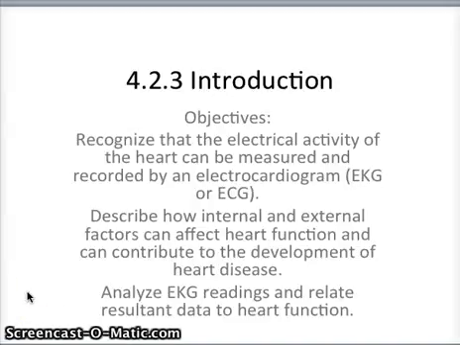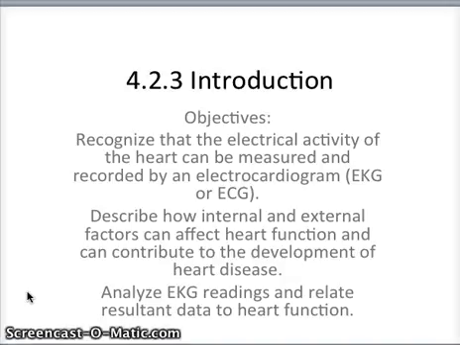Alright, 423 is the last section in the heart function. So we learned about heart rate, we learned about blood pressure, and now we're going to learn about how the heart actually keeps its pace or keeps beating. We're going to learn about EKGs.